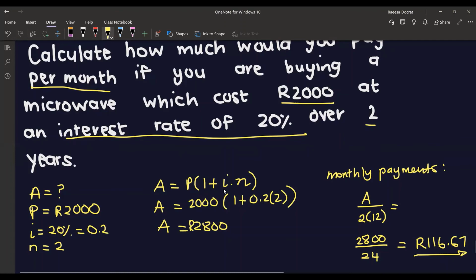So just going over the steps once again, the first thing is you calculate the accumulated amount by using your simple interest formula. And then the second step is to take your accumulated amount and divide by the number of months or number of payments that you are making, and then you would get your monthly payment.